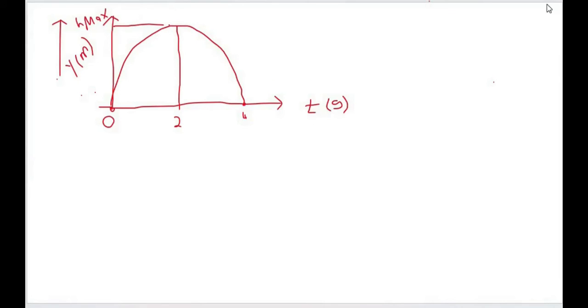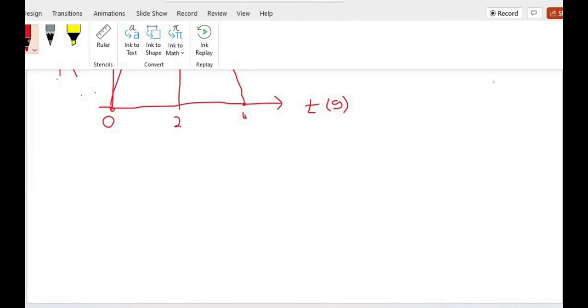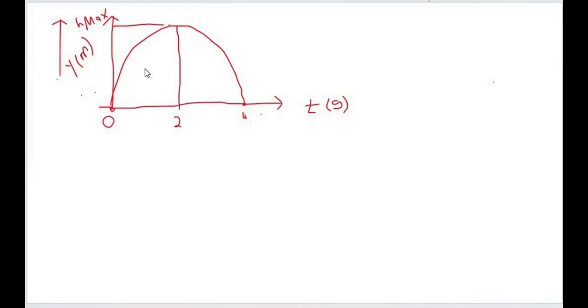So it's on its upward motion here, and the time it takes is 2 seconds. And then here, it's going down. What is important to understand is that here at the maximum height, its velocity is 0. So v equals 0 meters per second. The handwriting looks terrible.